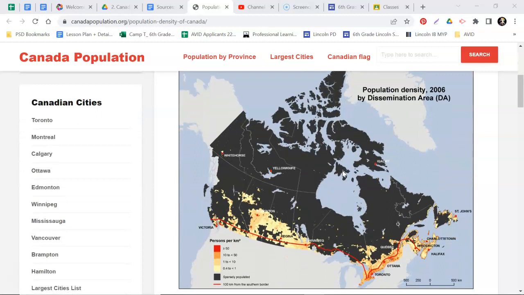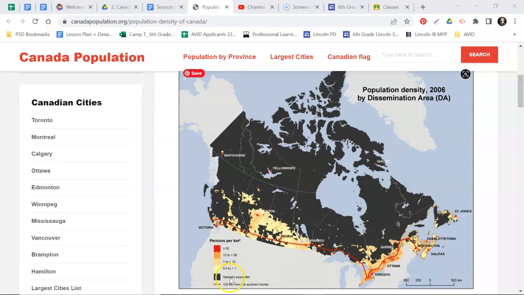So you can start by looking at this map. This map shows population density in the different parts of Canada. So it has a key here. You can see that red is greater than or equal to 50 people per square mile, which is high population density. And then the light yellow is 0.4 to less than 1 person per square mile. Okay, so these places have 0.4 to less than 1.